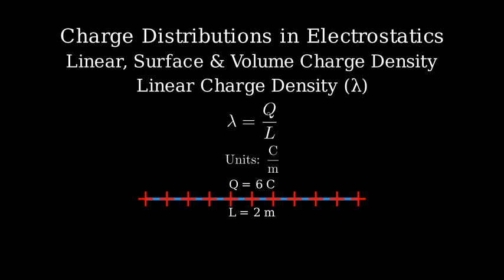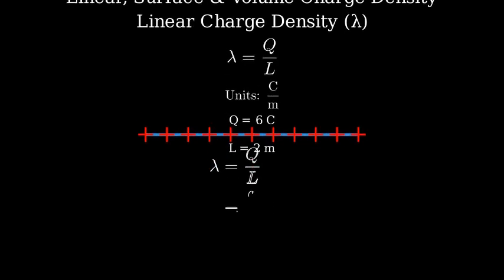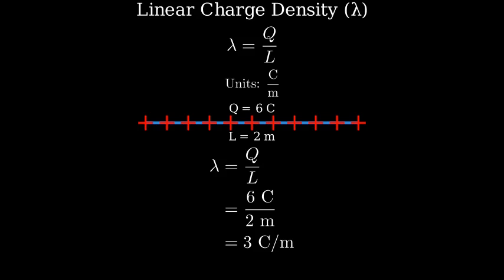For example, imagine we have a wire that is 2 meters long and carries a total charge of 6 coulombs. To find the linear charge density, we divide the total charge by the length. Lambda equals 6 coulombs divided by 2 meters equals 3 coulombs per meter. This means that for every meter of the wire, there are 3 coulombs of charge.